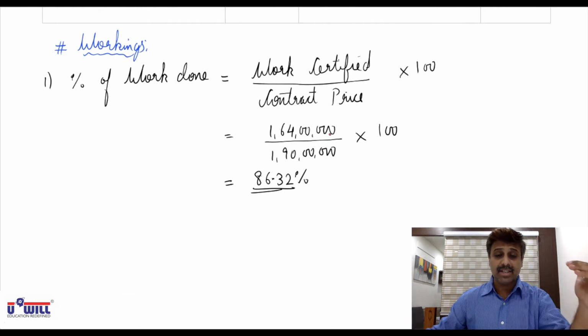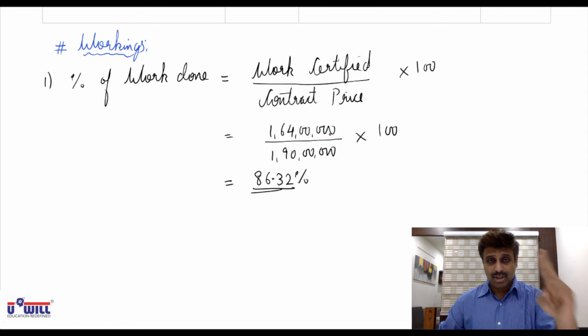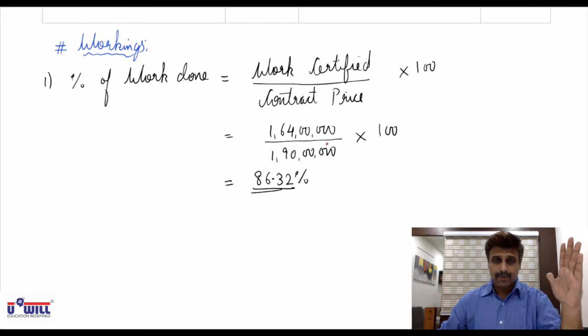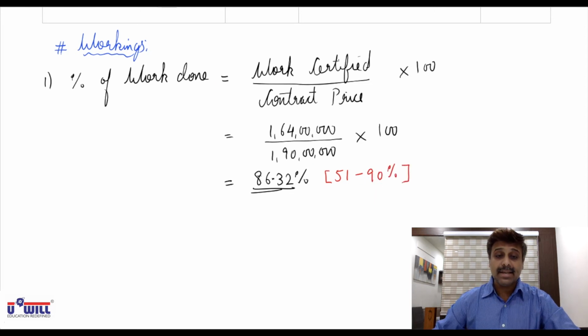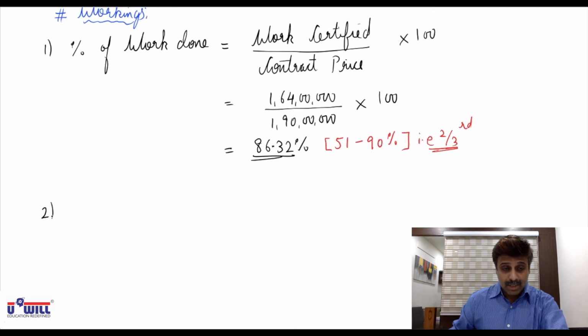Now, which are the 5 categories we studied in notional profit? Up to 25 percentage work done. First, 26 to 50%, second, 51 to 90%, third, 91 to 99%, fourth, and 100% fifth. So this 86.32 percentage of work done comes in which category? It comes in the category of 51 to 90%. Is it or not? 86.32 percentage means 51 to 90% of work is done. So which proportion will be transferred to P&L account? 2/3 part will come in that formula. So that we'll now calculate in the second workings.